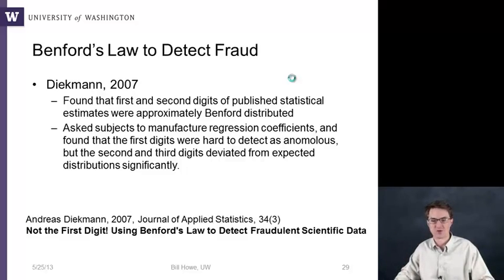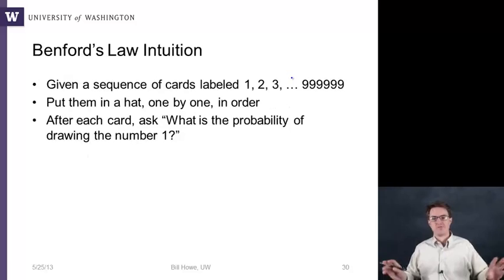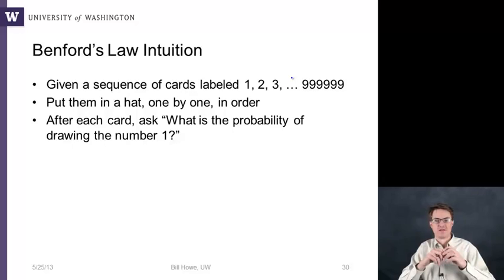Okay, so what's going on here? Well, one way to think about the intuition here is imagine a sequence of cards labeled with a particular number, 1, 2, 3, 4, 5, all the way up to 999,999. Okay, and so put them one by one in a hat in order. And every time you throw a card in, measure the probability that a random selection from the hat would produce a card where the first digit is 1.